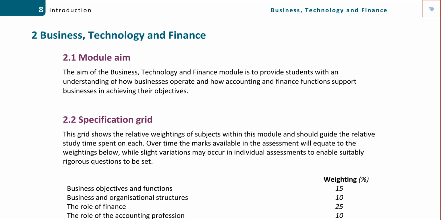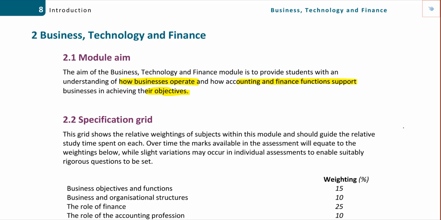Now let's look over the page and have a look at the aim of this module. The aim of this paper is to provide students with an understanding of how businesses operate and how the accounting and finance functions support businesses in achieving their objectives. Hopefully by the end of this course you should be able to say that you're comfortable with these areas.